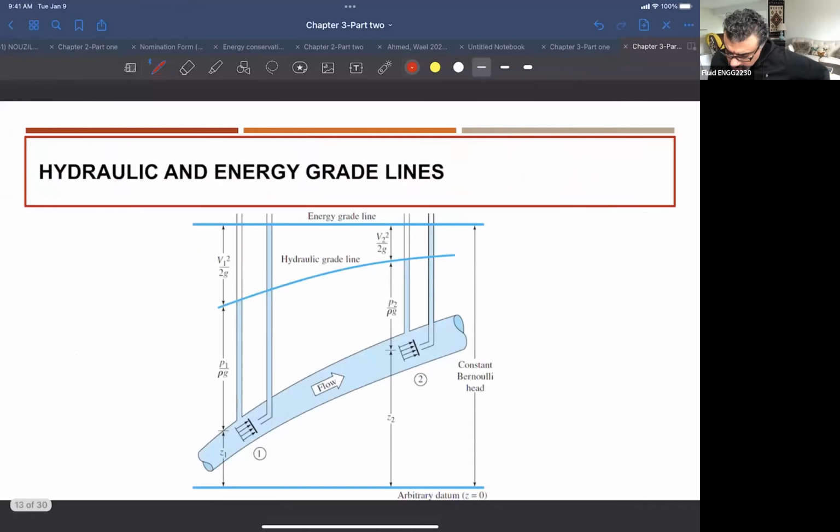Okay. So next time, I guess, because I lost all the time now, we're going to talk about something called the hydraulic gradient line and how we can apply the Bernoulli equation.